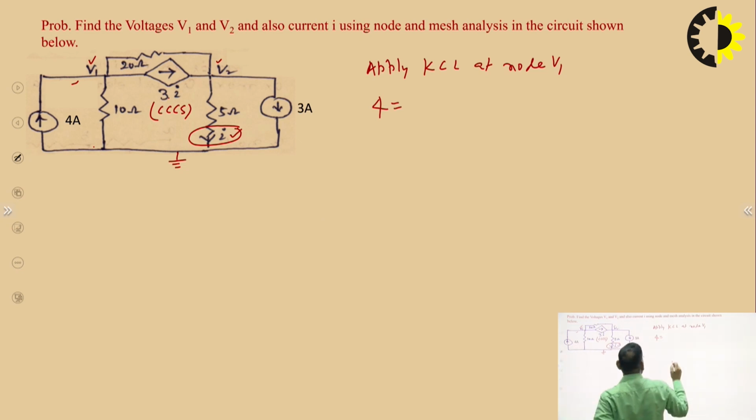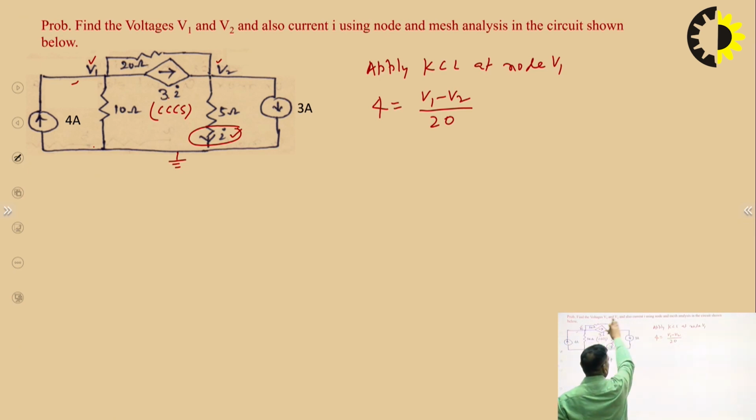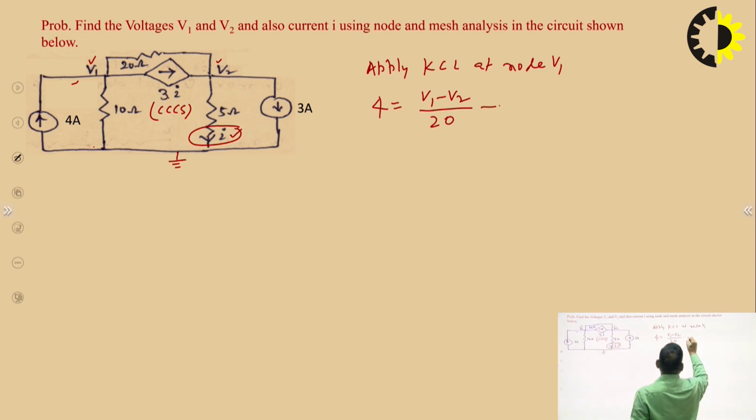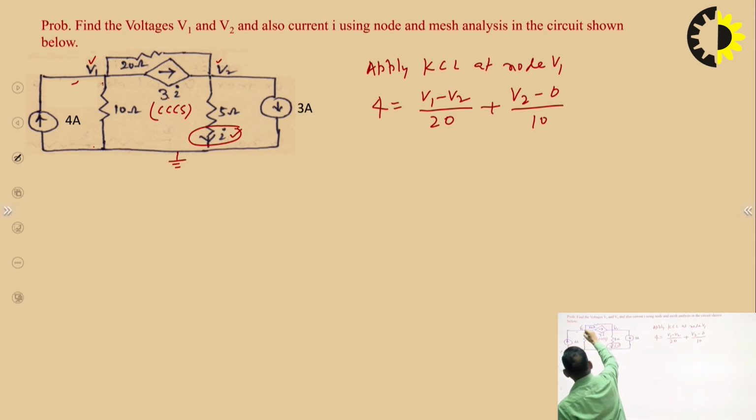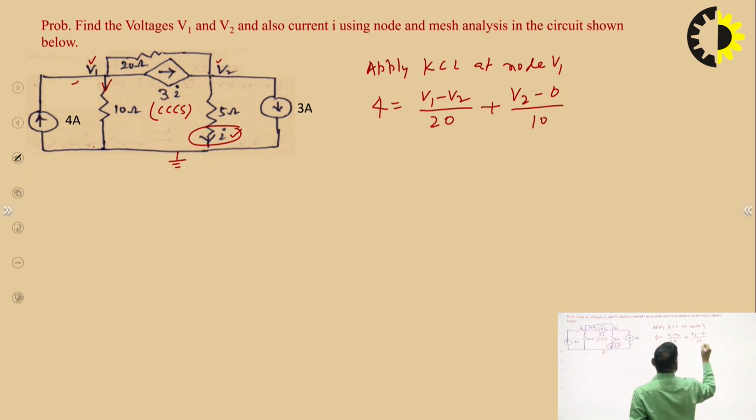So 4 ampere current is approaching, and V1 minus V2 is the current flowing from V1 to V2 through the 20 ohm resistor. Suppose V1 is at a higher potential, so the current flows from V1 to V2, away from the node. The second current is V2 minus 0 upon 10 ohm, through this resistor, which is also away, plus 3I. This is the one equation.